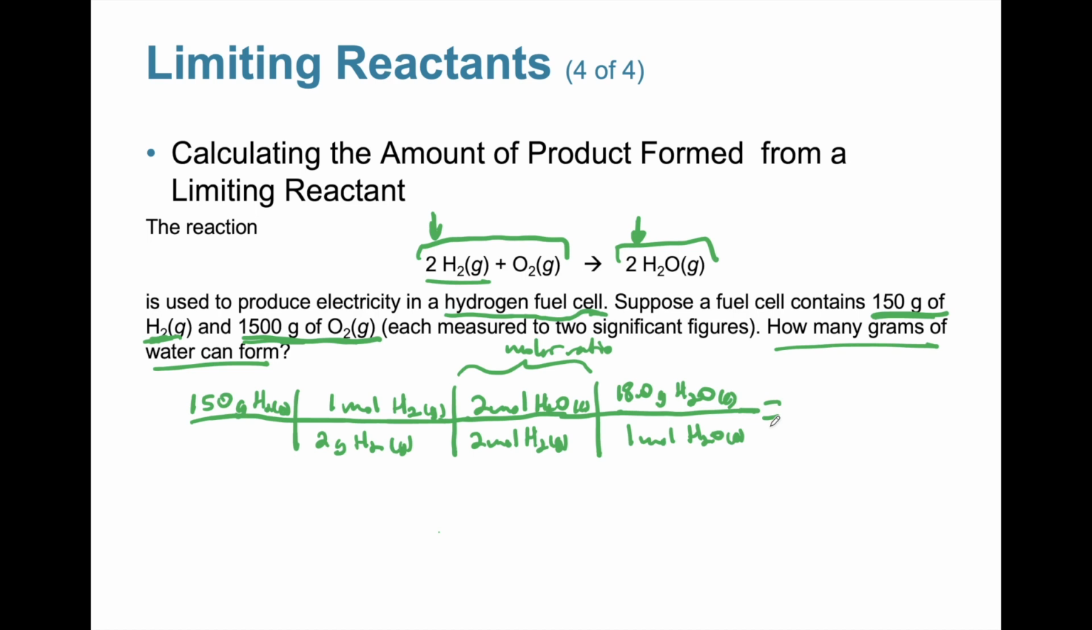Multiply 150 times 2 times 18, and then divide it all by 4 because 2 times 2 is 4. And so the number I get here is 1,350.